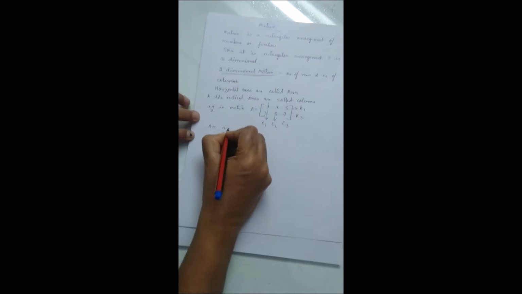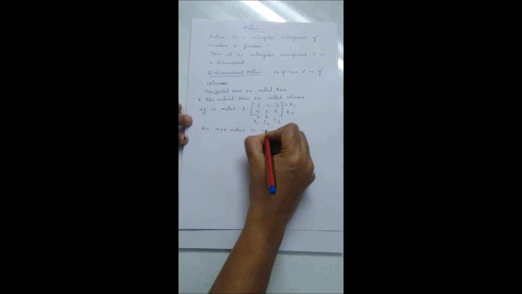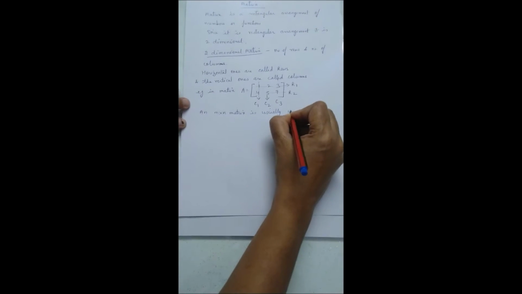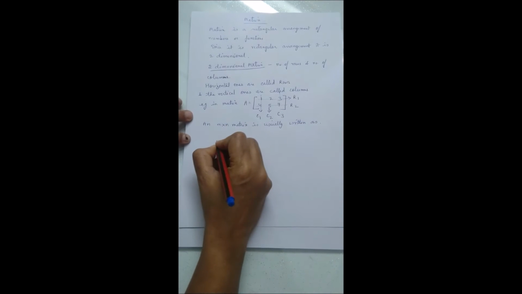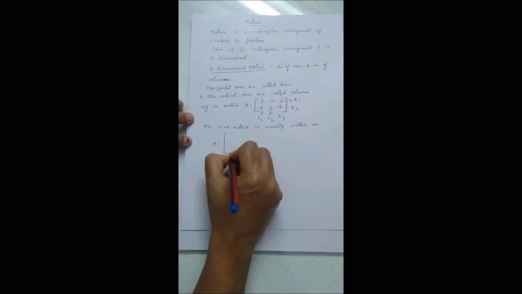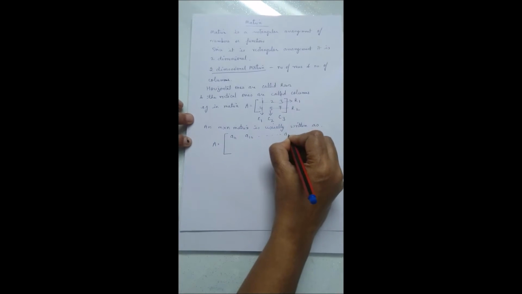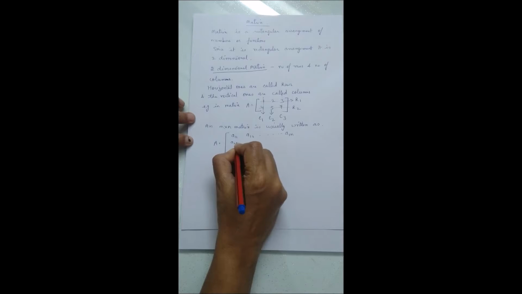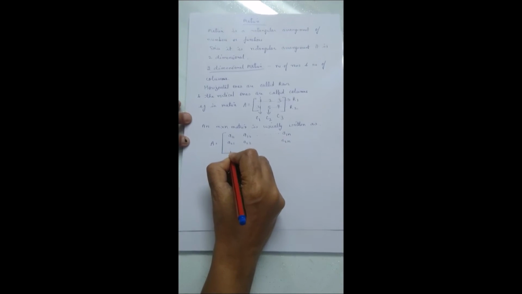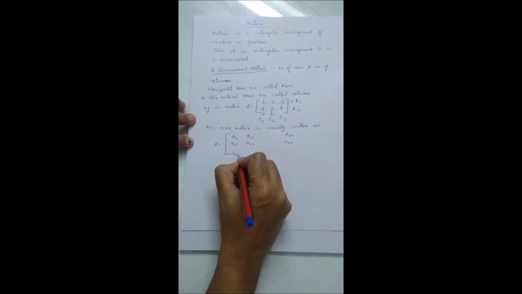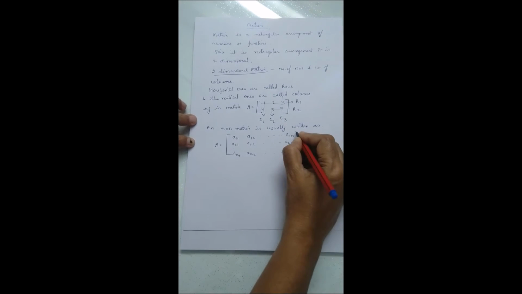An M by N matrix is usually written as A equal to A11, A12 and so on up till A1n, A21, A22, A2n, AM1, AM2 up till AMN.